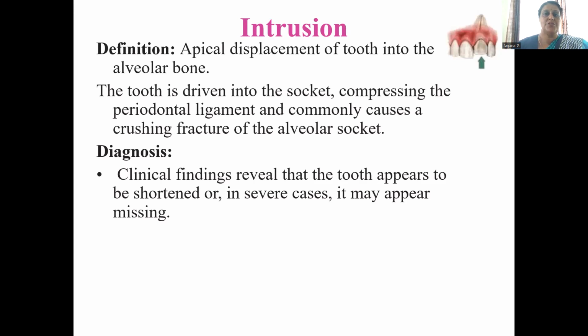Clinical findings reveal that the tooth appears to be shortened, or in severe cases where the tooth has been completely intruded, it may appear missing. In such a situation, identification is done through a radiograph. You can see the tooth completely intruded and inside the alveolar bone.